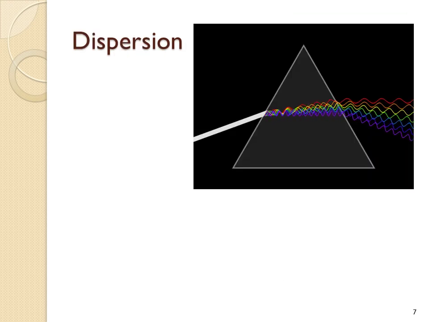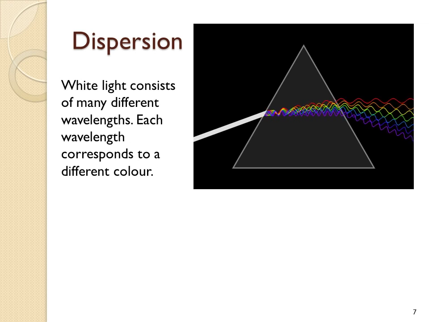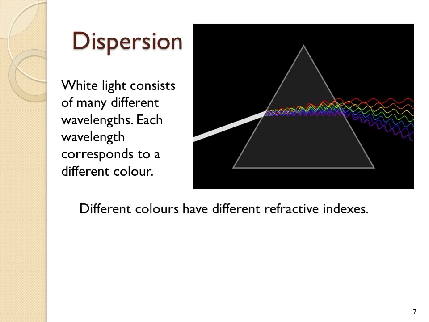White light can be dispersed into different colours or different wavelengths of light. White light consists of many different wavelengths, and each wavelength corresponds to a different colour. Different colours have very slightly different refractive indexes in glass. This means that violet light is bent slightly more than red light when it enters glass, and again slightly more when it leaves glass. This spreads the white light into its constituent wavelengths.